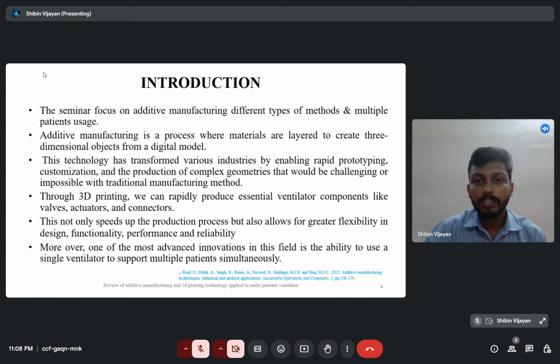Additive manufacturing is a process where materials are layered to create three-dimensional objects from a digital model. The technology has transformed various industries by enabling rapid prototyping, customization, and production of complex geometries that would be challenging or impossible with traditional manufacturing methods. Through 3D printing, we can rapidly produce essential ventilator components like valves, actuators, and connectors. This not only speeds up production, but also allows greater flexibility in design, functionality, and performance reliability. Moreover, one of the most advanced innovations in this field is the ability to use a single ventilator to support multiple patients simultaneously.